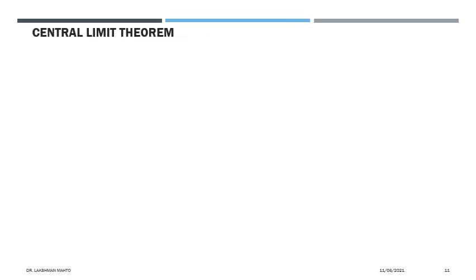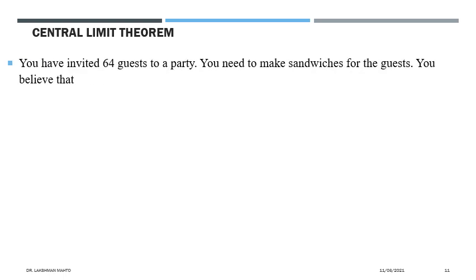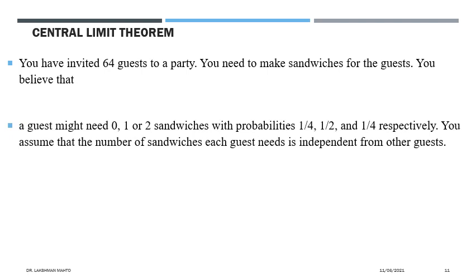I will talk about a few more applications. Suppose you have invited 64 guests to a party, and you need to make sandwiches for them. You assume a guest might need either 0, 1, or 2 sandwiches: 0 sandwiches with probability 1 by 4, 1 sandwich with probability 1 by 2, and 2 sandwiches with probability 1 by 4.